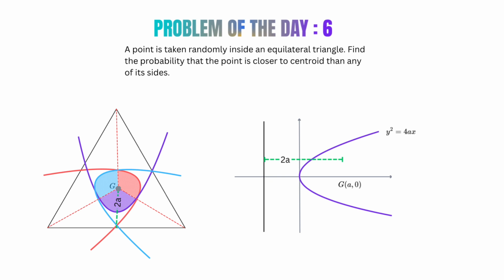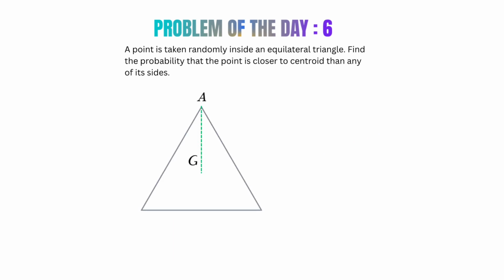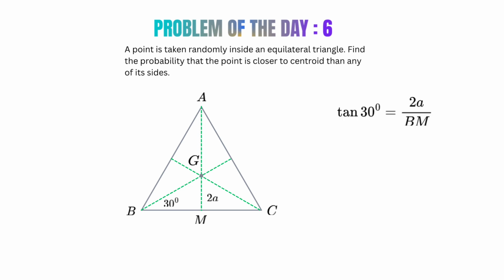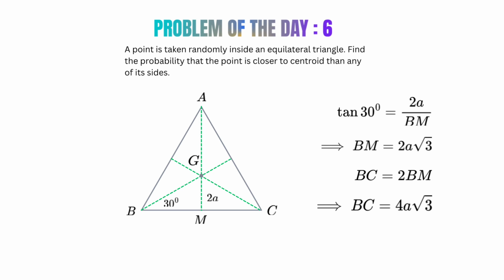Here is how. Now let's zoom into a smaller triangle within our equilateral triangle. The triangle GBM here: G is the centroid of the triangle, B is one of the vertices, and M is the midpoint of the opposite side. We're going to apply a little trigonometry to this right triangle. In triangle GBM, angle GBM is 30 degrees, a direct result of the 60 degree angles in the equilateral triangle and its symmetry. Now apply the tangent ratio. Tan of 30 degrees is equal to 2a by BM, which implies BM is equal to 2a root 3. Since BC is equal to twice BM, therefore, BC is equal to 4a root 3.